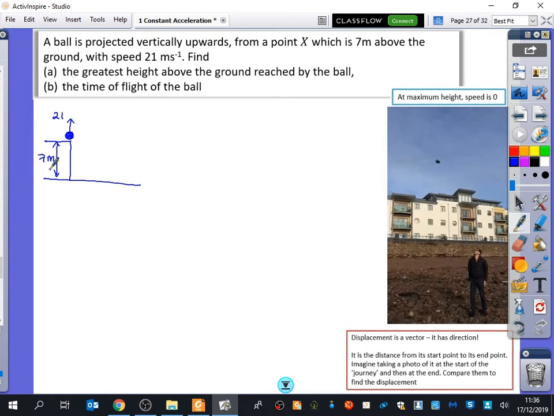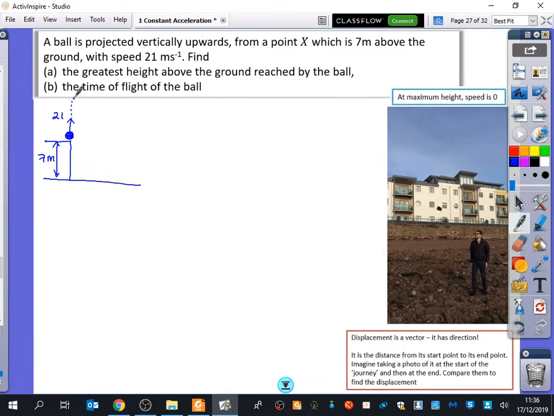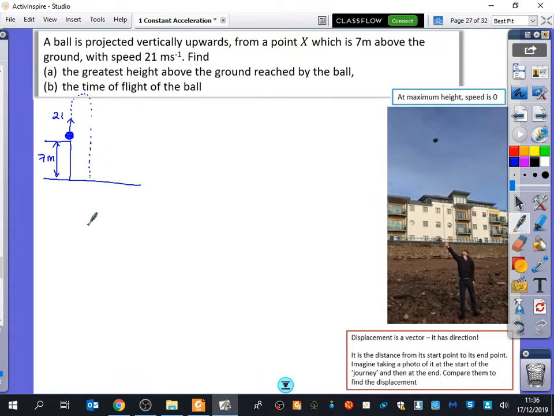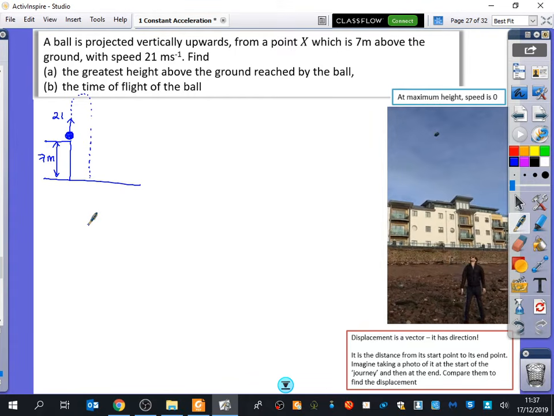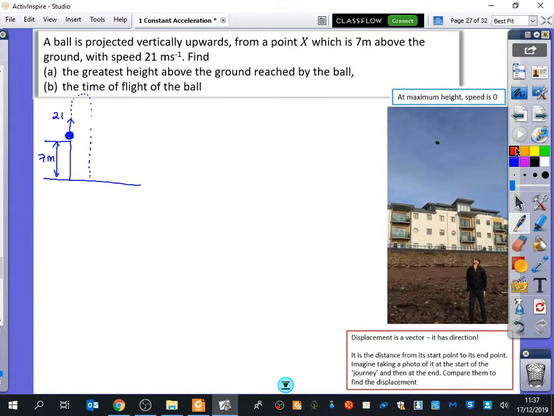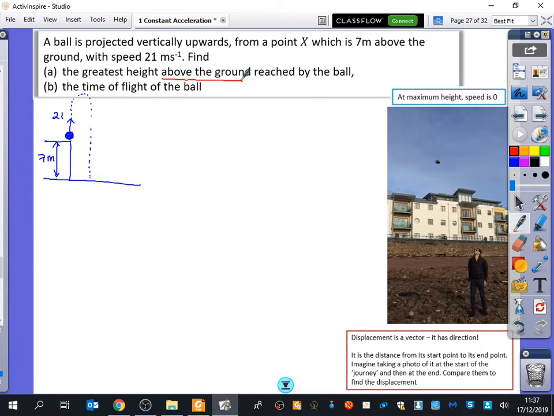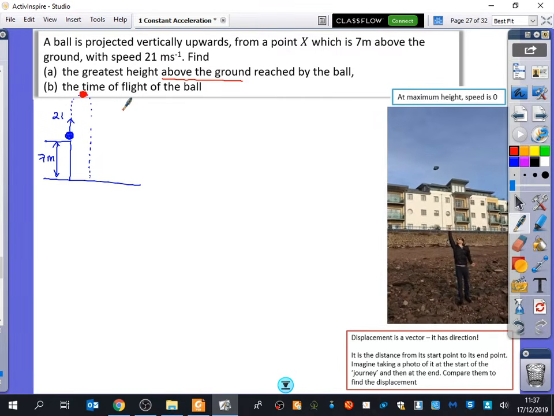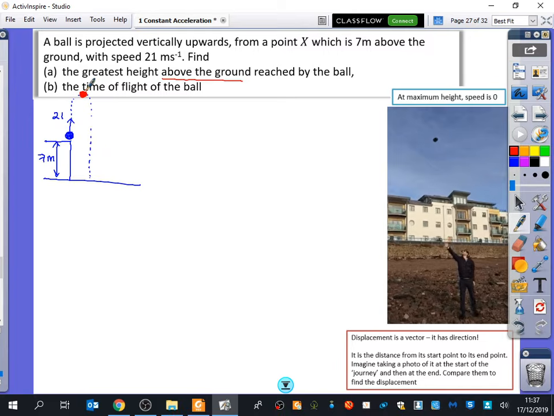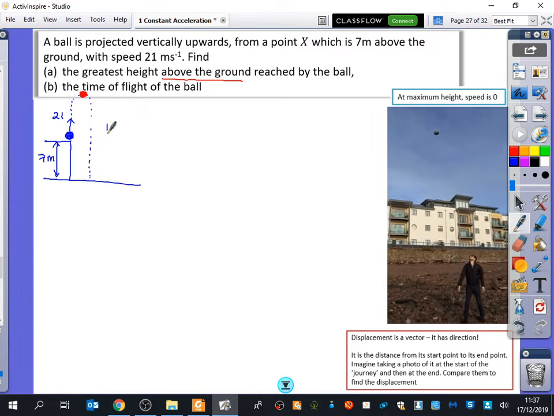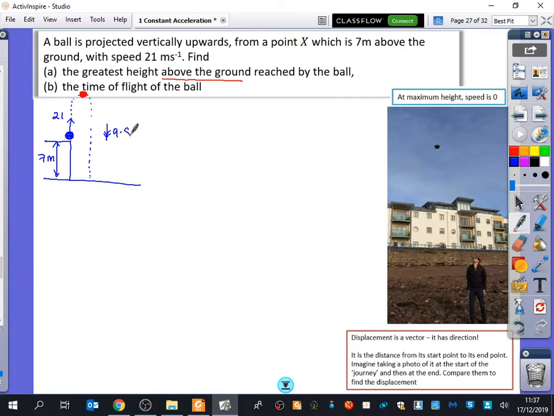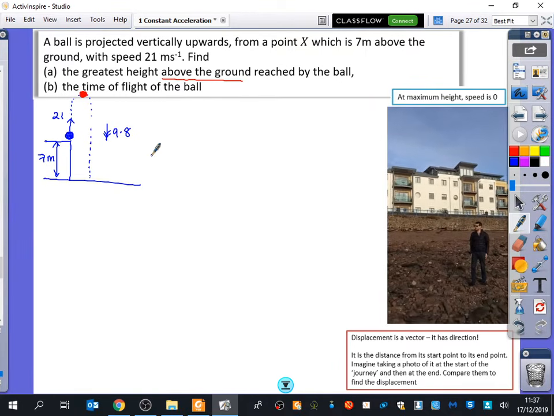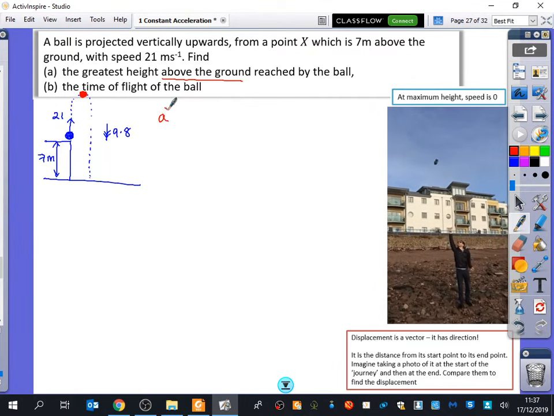The journey of this ball is it's going to come upwards, and then it's going to come down, and it's going to hit the floor. Okay? The first thing that we're interested in, though, is the greatest height above the ground that the ball gets to. So I'm going to do this first question, which is from here to here. That first bit will be in red. I'm also going to add onto my diagram that it has acceleration downwards of 9.8. And we're just going to start grabbing the different values for part A of the question.